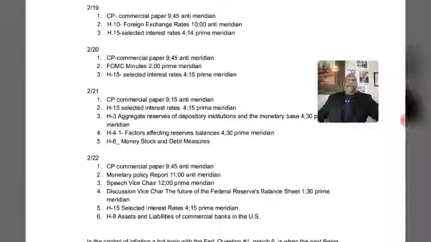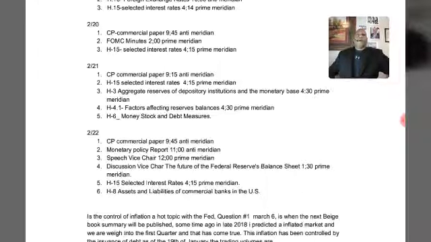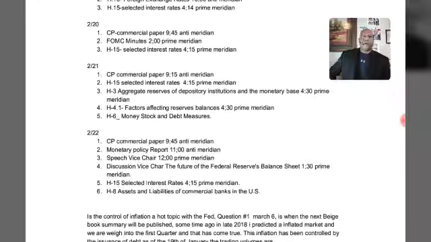And on the 21st, Thursday, we have commercial paper at 9:45 ante-meridian, H15 select interest rates at 4:15 post-meridian, and we have an H3 aggregate reserves of depository institutions and the monetary base at 4:30 post-meridian. We have an H4.1 factors affecting reserve balances at 4:30 post-meridian, and the H6, which would be number 5 publishing of the day for the Fed, money, stock, and debt measures.